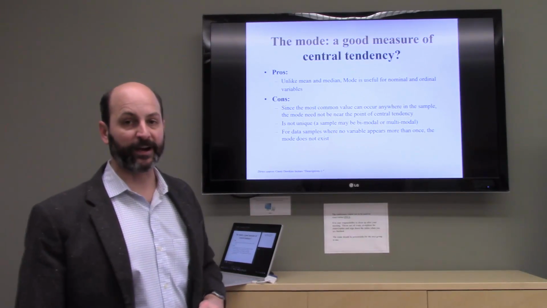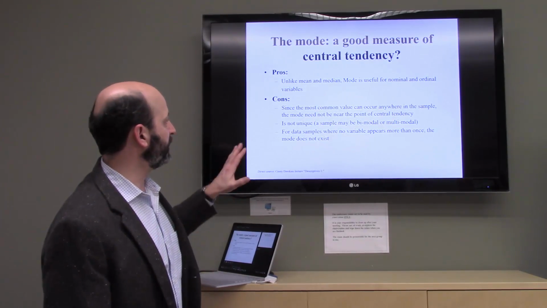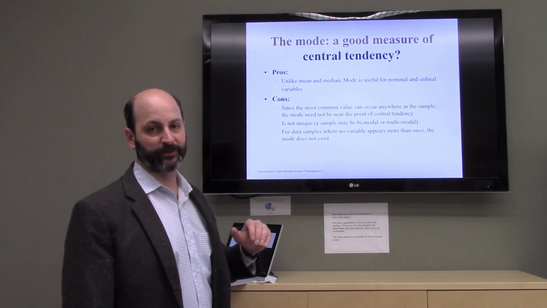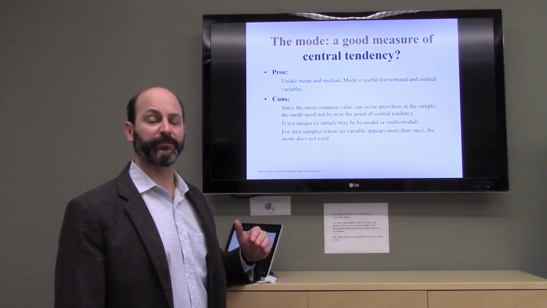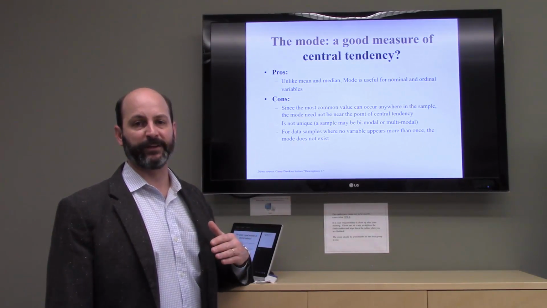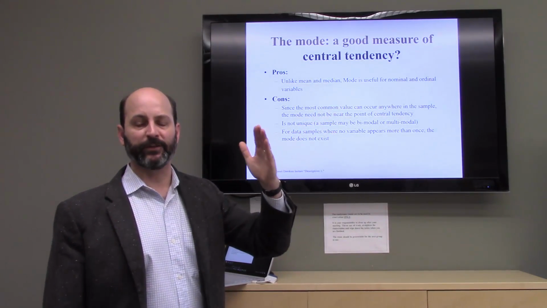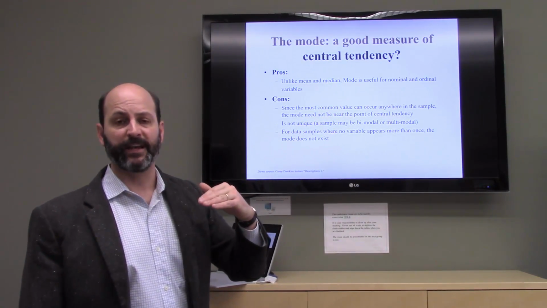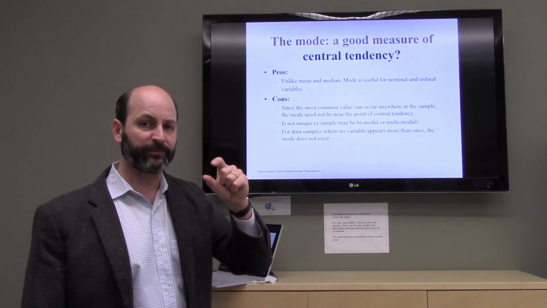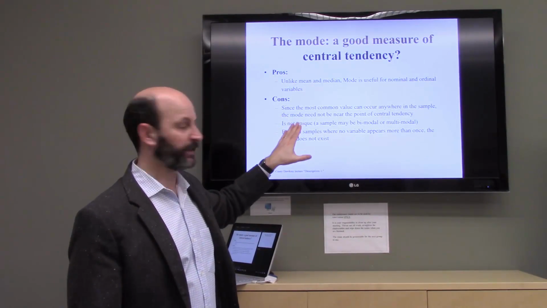What are the pros and cons for central tendency with mode? Unlike mean and median, mode is useful for nominal and ordinal data. That's important to know because you have fewer levels of detail in ordinal or nominal information, so you can look at the frequencies by class as opposed to discrete numbers where you can really get into a lot of detail. So it works well for that.